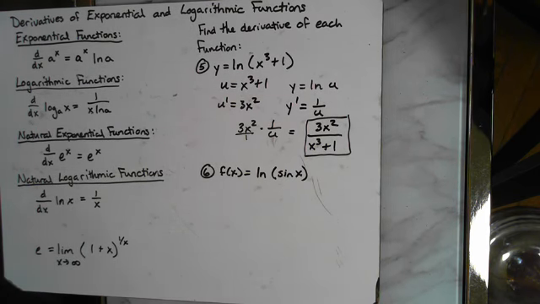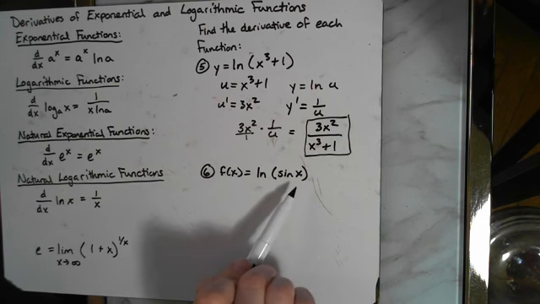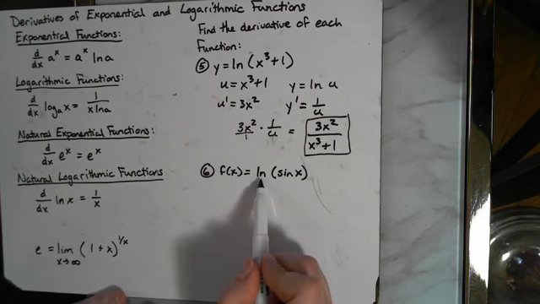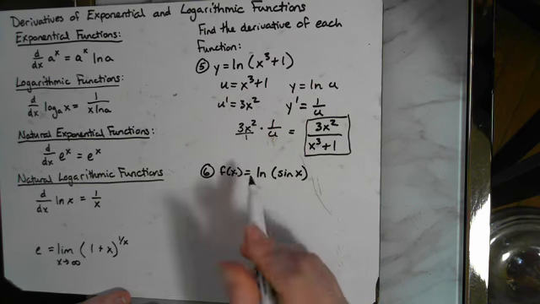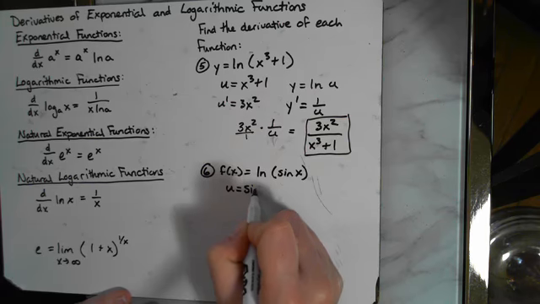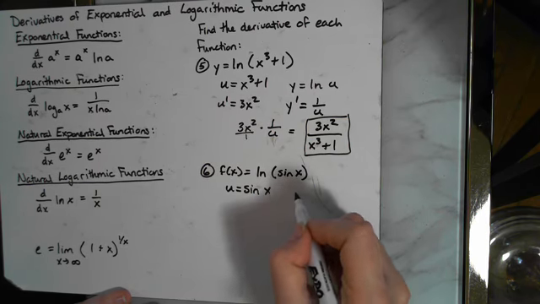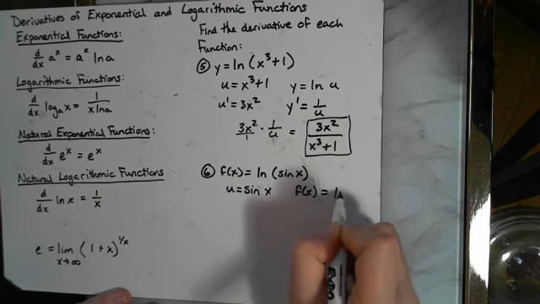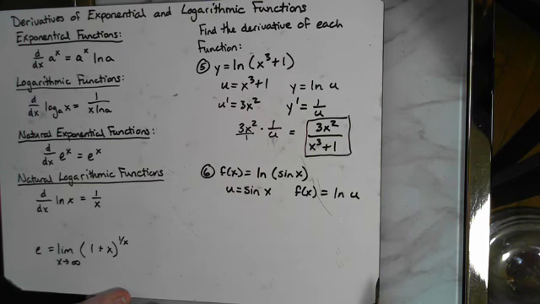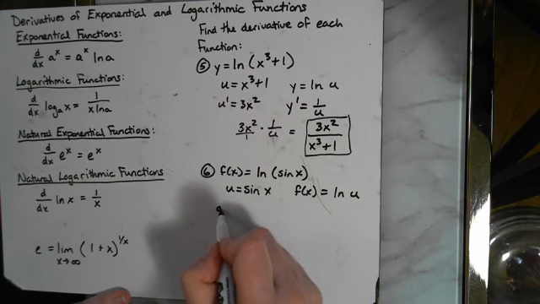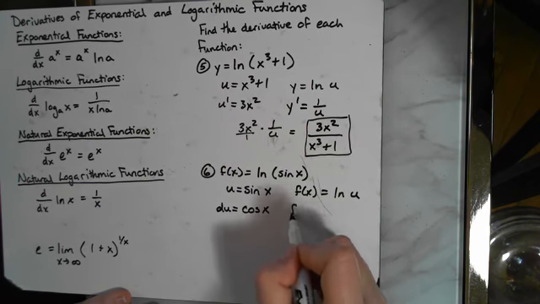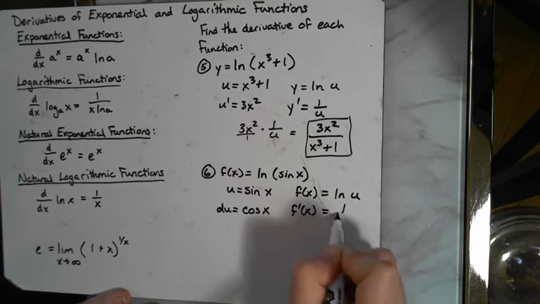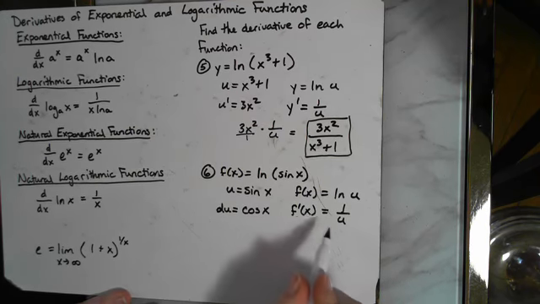Okay, so let's do the next example. In that example, I have the natural log of sine x. Again, I have an outside function and an inside function, so this is the chain rule. I'm going to make u equal sine x, and let f of x equal the natural log of u. Now I'll do my derivatives. The derivative of sine is cosine, and the derivative of the natural log of u is 1 over u. I need to multiply these together.